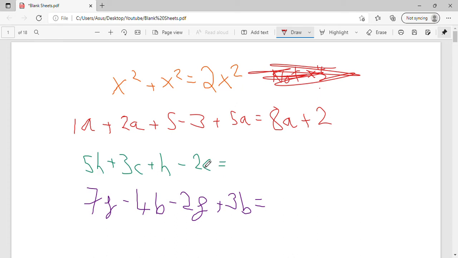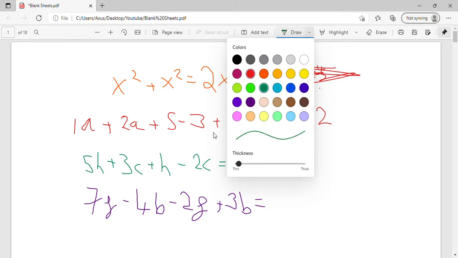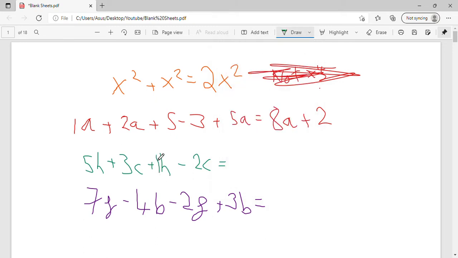So let's get the H's together. We've got 5H plus H. Remember this H is a 1H here, because in algebra we just write the letter for 1. So together that makes 6H. And then 3c minus 2c makes 1c, so we can write plus c. So there we go.